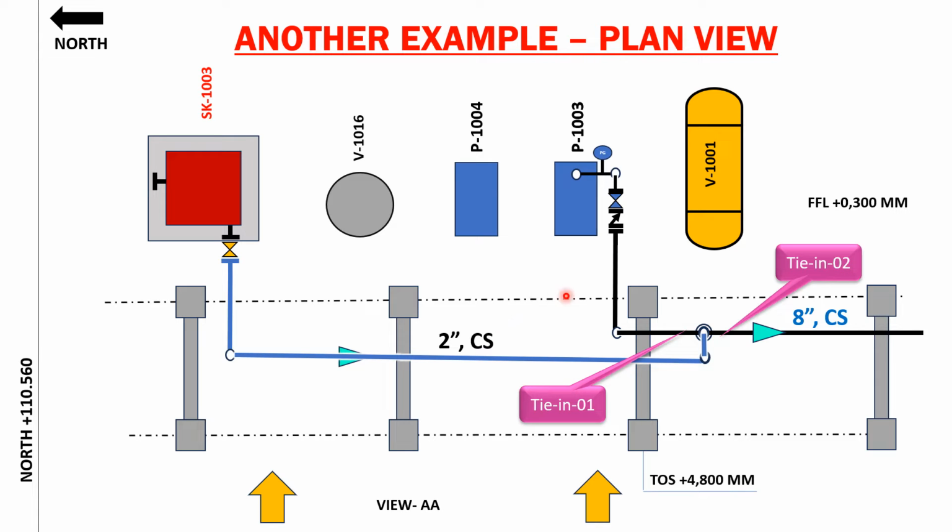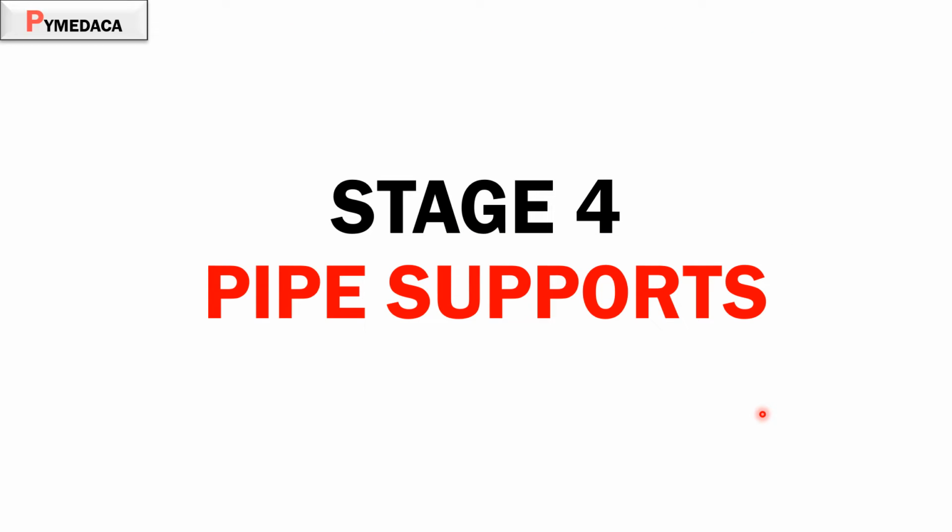So if there are multiple lines, for example, if there is another branch from here that goes somewhere else, actually that will be tie-in number 3. So a tie-in is nothing but a point where your new lines are connected to the existing line. So it's far better to make the tie-in numbers in a sequence so that you will be able to understand the order of line connections. Understand? Okay. Now let's go to stage 4.